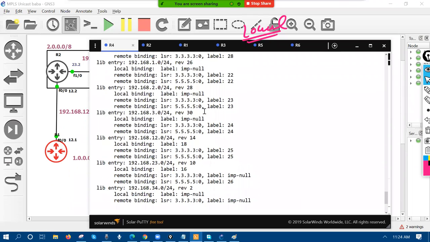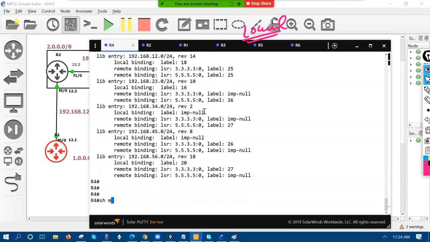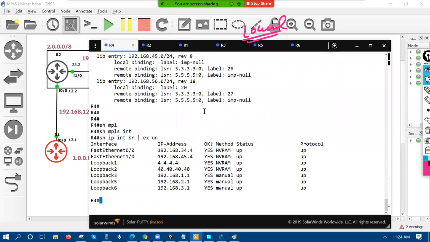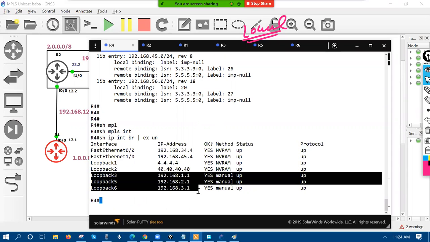Can you just do show ip interface brief on that particular R4, sir? One minute. Show MPLS? No, show ip interface brief. What all did you configure, sir? Three loopbacks I have created, and I did the summarization for this, or we can say the aggregation.